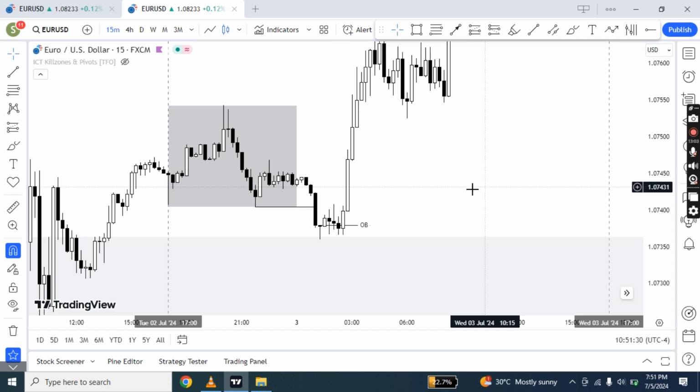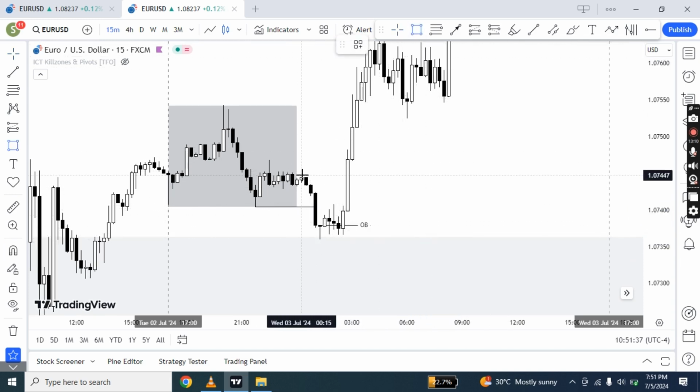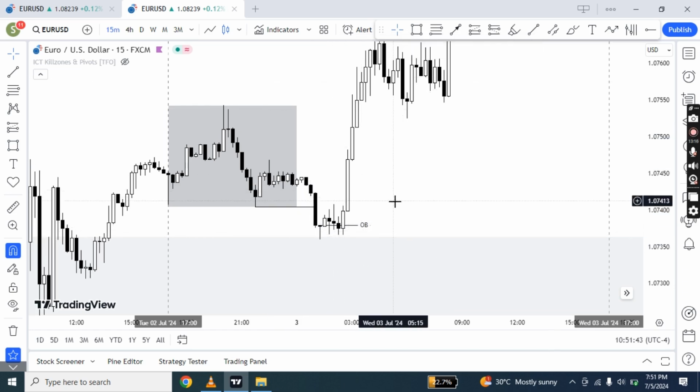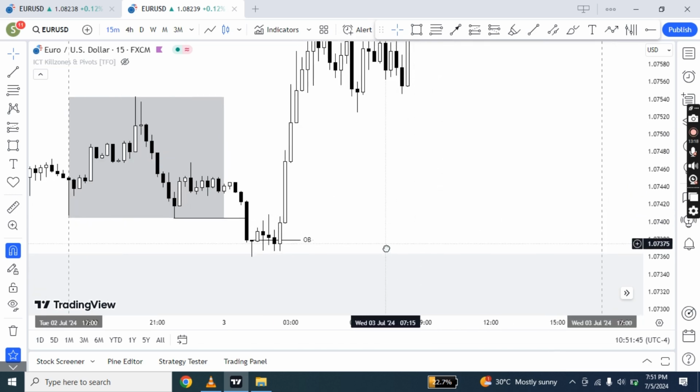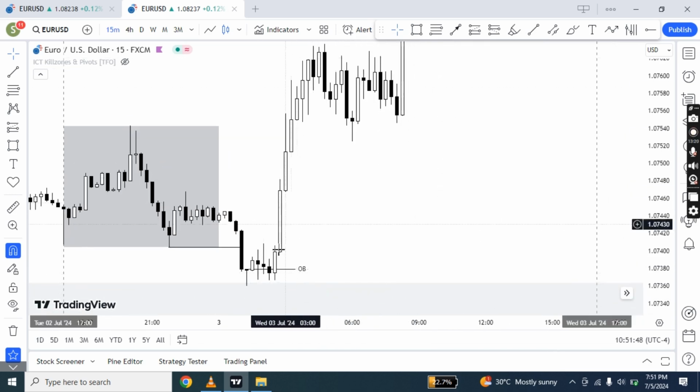Now right here you can see that we had a manipulation profile after the ranging profile ended, and then right after that we formed this order block on the 15-minute time frame, which basically gave me a confirmation that this manipulation profile is about to end, and now we can potentially position ourselves towards that drawn liquidity and trade it higher. And then I took an entry right here at this order block and rode it higher, and right after that we had an expansion profile towards the drawn liquidity.